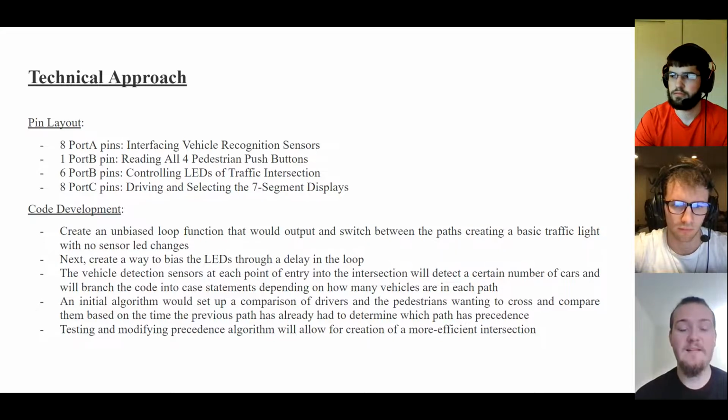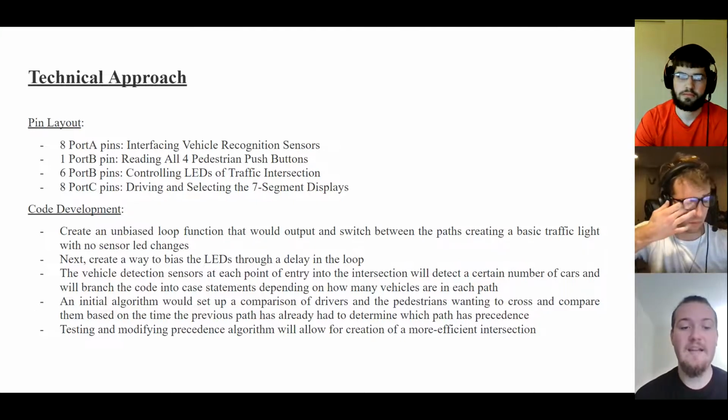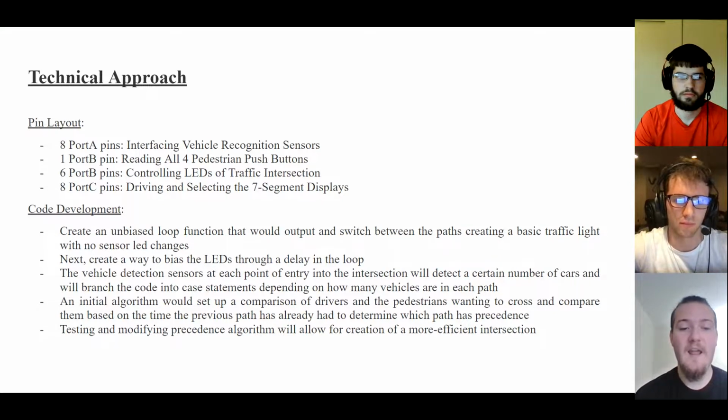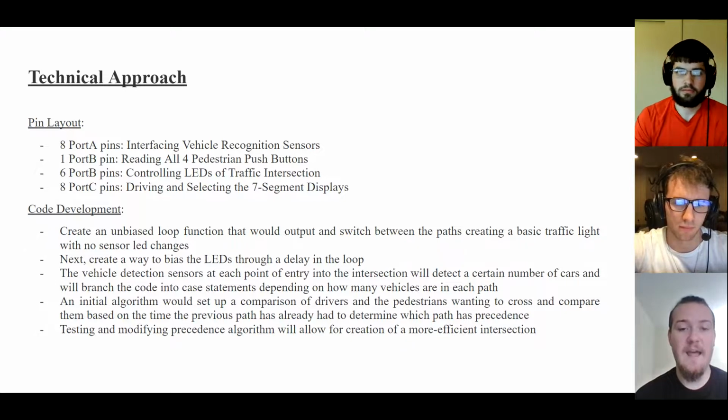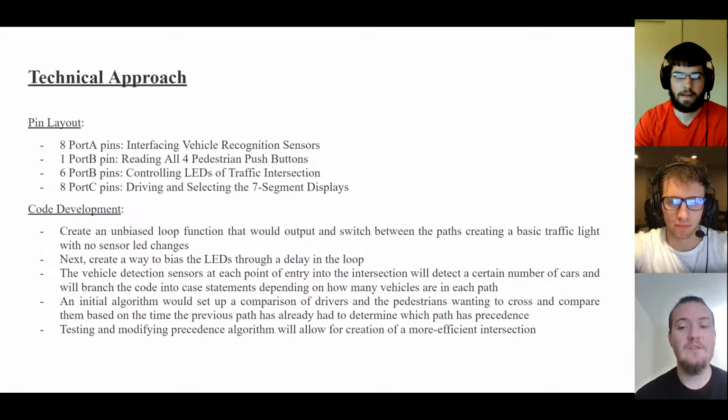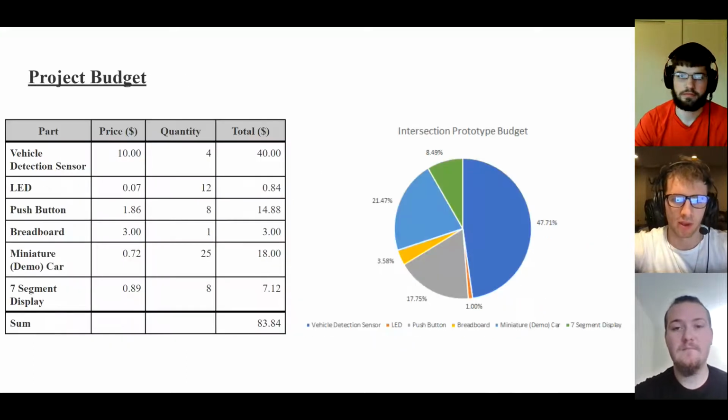Next, we plan to create some kind of bias through the LEDs to be able to change the delay in the loop. For the vehicle detection sensor, each point of entry into the intersection will be able to detect a certain amount of cars and then can branch the code into case statements depending on how many cars are in each path. The initial algorithm will be able to set up a comparison of the drivers and the pedestrians wanting to cross and then compare them based on the time the previous path had already been green lit. This will be able to determine which path will then have precedence. After this, we plan to test and modify the algorithm to allow for the creation of a more efficient intersection.